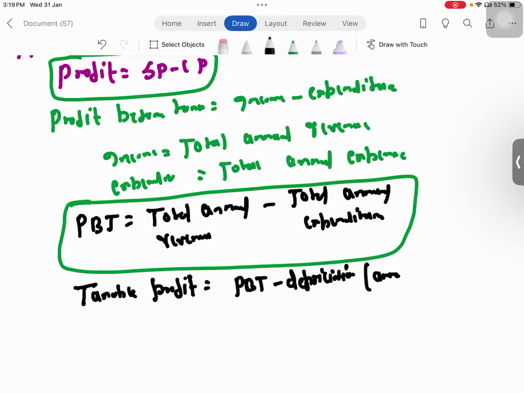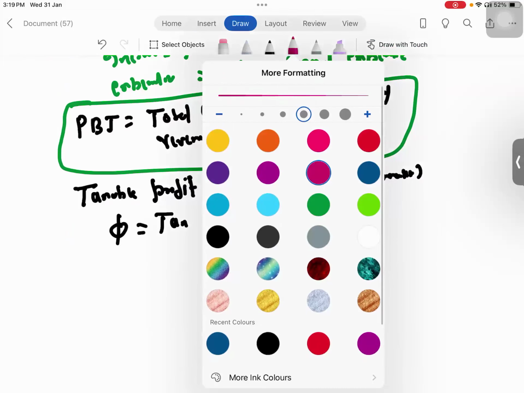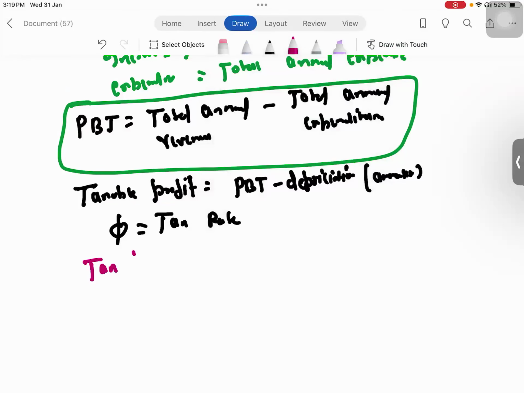Depreciation will also be calculated annually. Already I have discussed the method of calculation of depreciation. And let's say phi is your tax rate. If phi is your tax rate, then you can calculate the tax paid to the government. That is your tax paid, which equals taxable profit multiplied by phi.